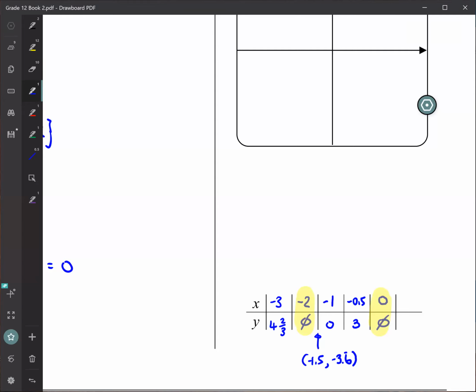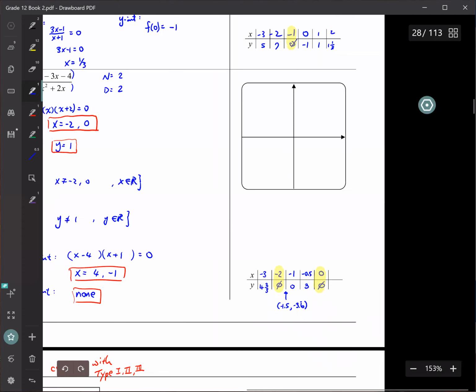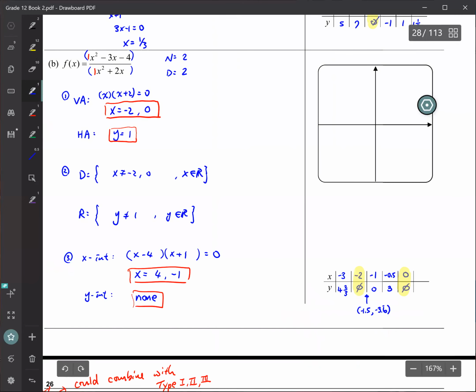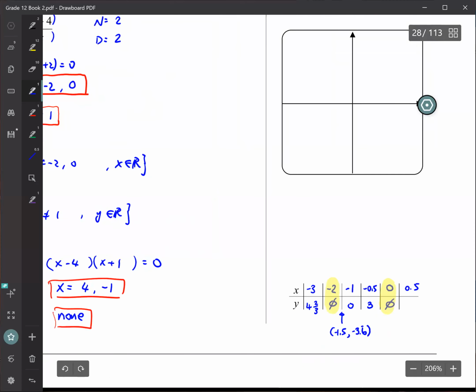On the right side of 0, Cindy, what did you choose? 0.5. Okay, so what do you have then? Negative 4.2. Okay. Anyone want to add another one on the right side? 1, and negative 2. Negative 2, okay.